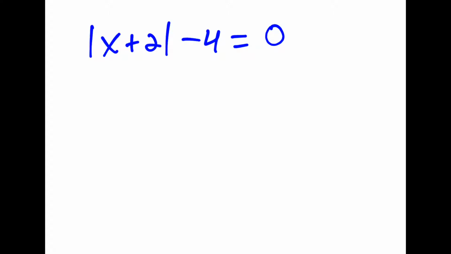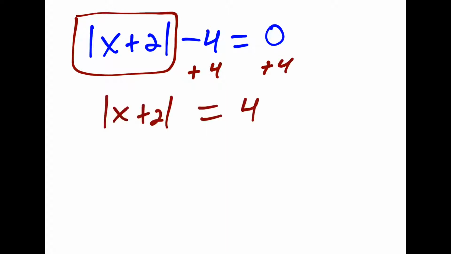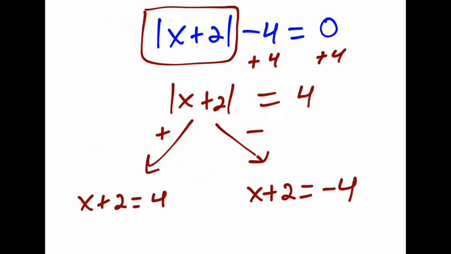In a typical problem, we would want to isolate the absolute value brackets by moving everything over to the other side. And once we have a situation like this, we branch out and we have a positive and a negative side, which means we have two answers.